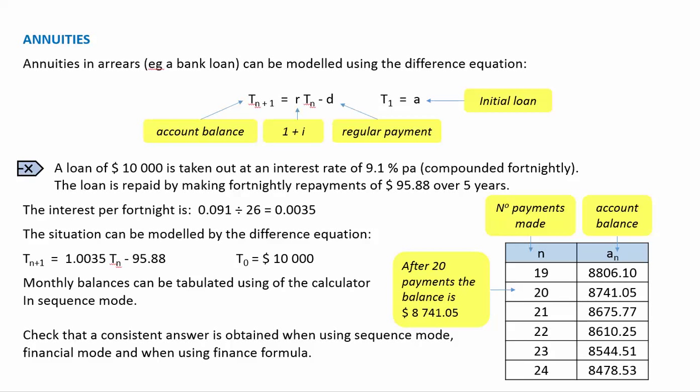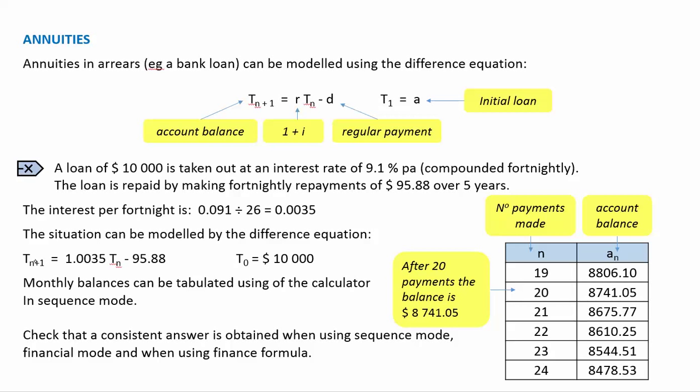An annuity is a regular payment made or received. We most often come across annuities in arrears as a bank loan, which we can model as a first order difference equation or recurrence equation. T(n+1) is the account balance, 1 plus the interest rate as a decimal times the previous term, and then take away your regular payment, where T1 is the initial loan.